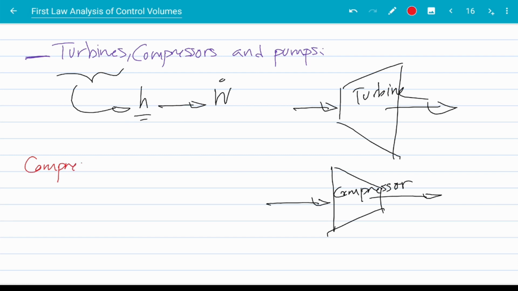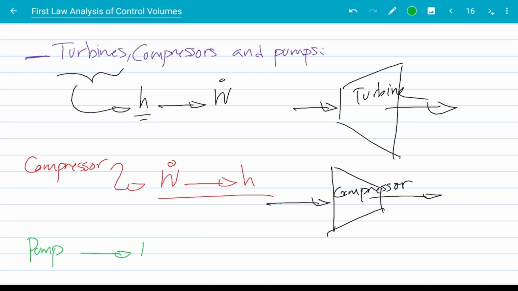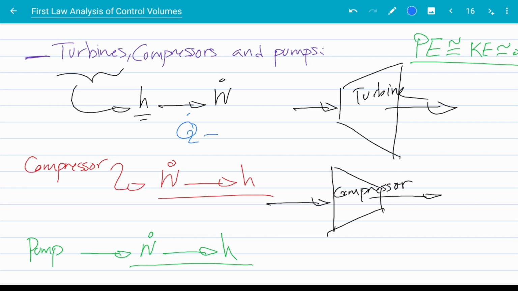Now, a compressor actually consumes work and increases the enthalpy of the fluid. Okay? A pump is just like a compressor, but deals with liquids only, right? And it consumes work to increase the enthalpy of the fluid. Now, for all three, we can neglect the potential energy and the kinetic energy unless stated otherwise. So for all three of these components, we end up with the equation in the form of Q dot net minus W dot net is equal to the mass flow times h_o minus h_i.